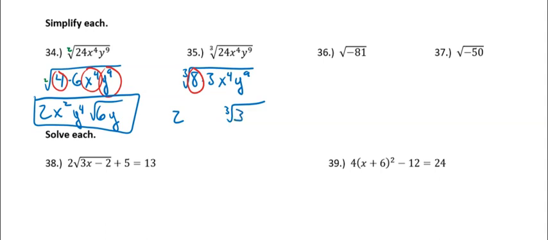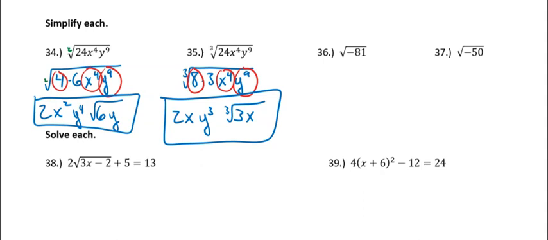And now the variables, I do the exact same thing. I divide by the 3 this time. So here, 4 divided by 3 is a 1 with 1 left over. So I put an x to the 1st on the outside. That was the division part. The x to the 1st on the inside is the remainder. And then here, the y to the 9th, when I divide that exponent by 3, it gives me y to the 3rd without any y's left over. So that's it.